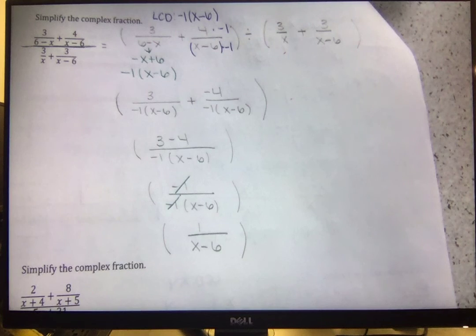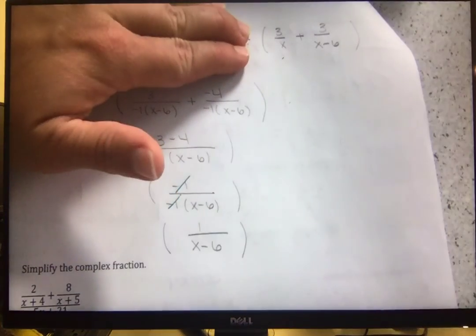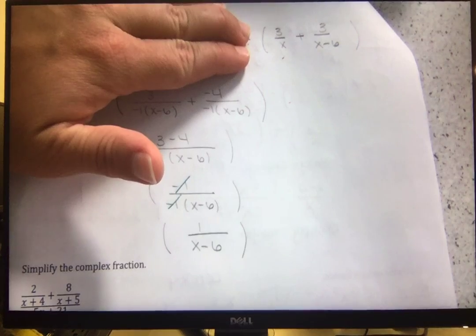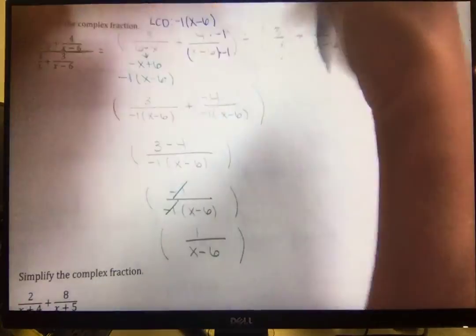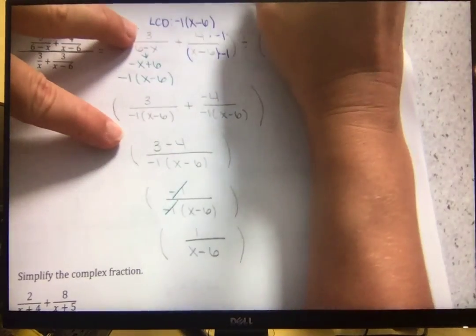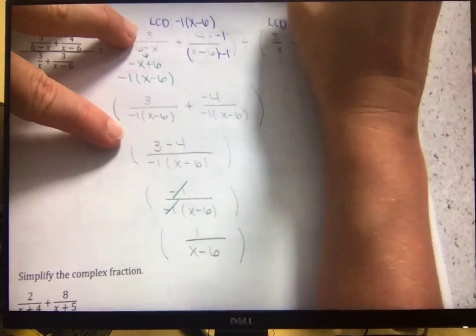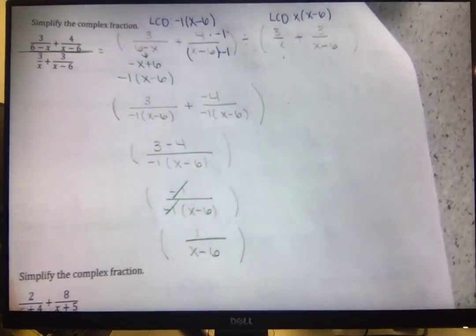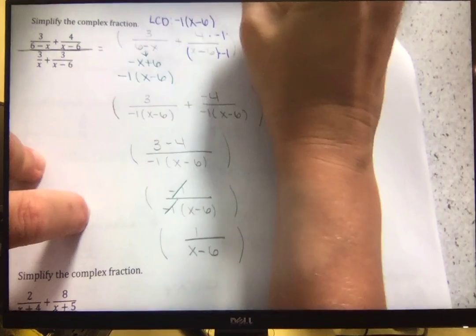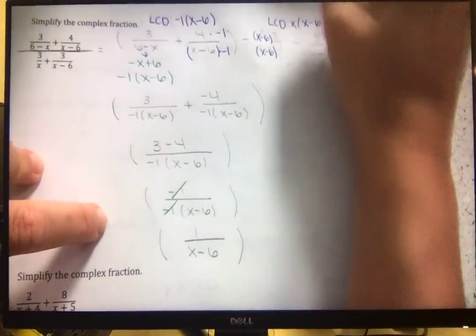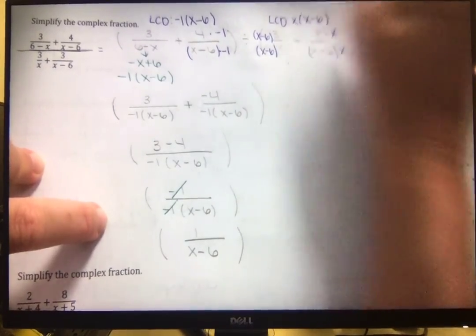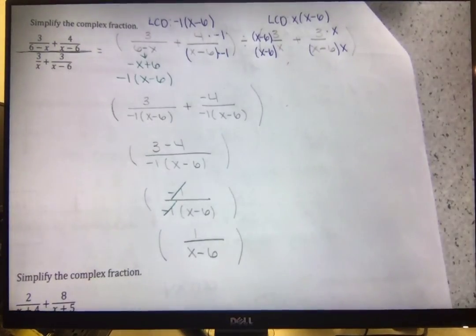What's next? Divided by 3 over x plus 3 over x minus 6. Now just looking at the second one, our denominators are x and x minus 6. By the way, they're not like terms, so what's our LCD? X times x minus 6. Our first fraction has an x in it. It's missing x minus 6, so we multiply the top and the bottom by x minus 6. Our second fraction has x minus 6, but it's missing an x, so we multiply the top and the bottom by x.